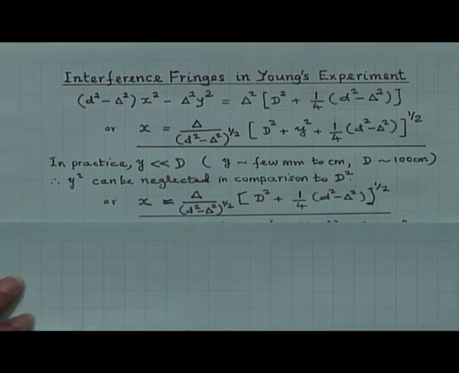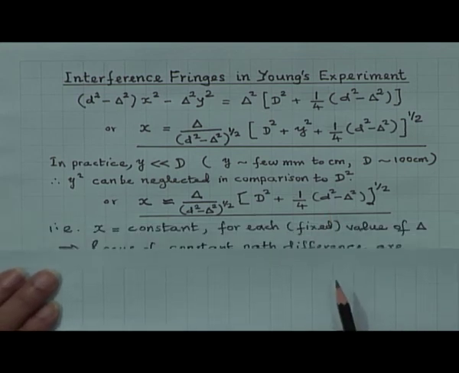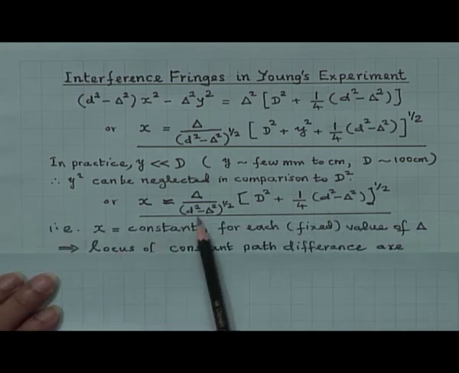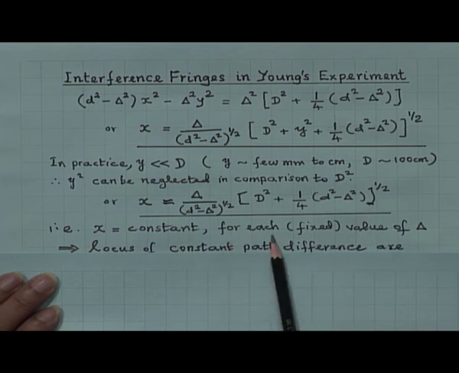Now, for a given delta, for a fixed value of delta, the right hand side is a constant. What it means is that x is equal to a constant for each fixed value of delta.